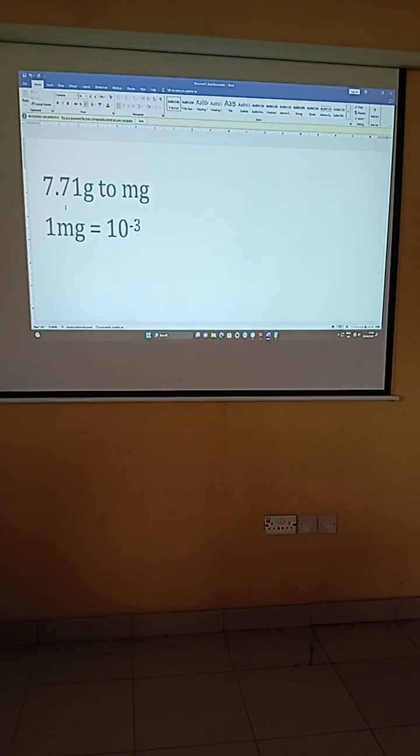Gram. So that's how it's written. 1 milligram gives us 10 to the power minus 3 gram because the factor milli means 10 to the power minus 3. So if 1 milligram is this, then X milligram gives us what?